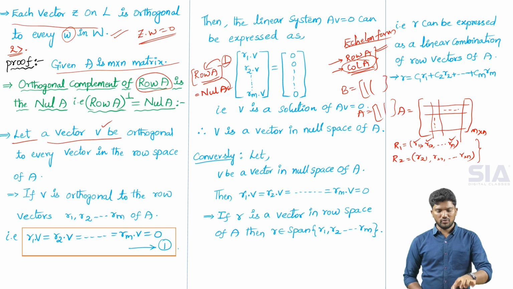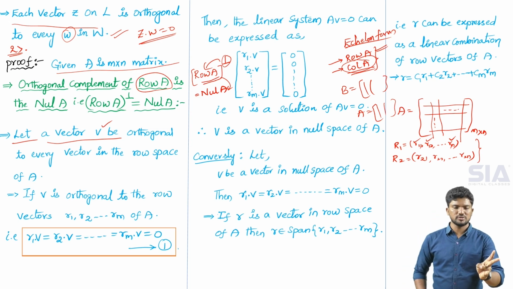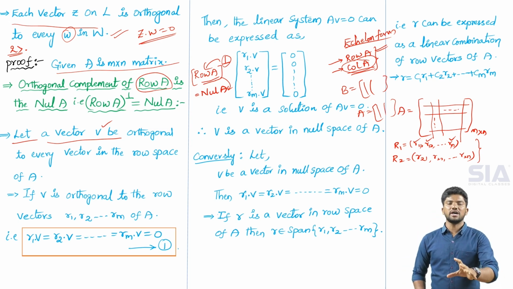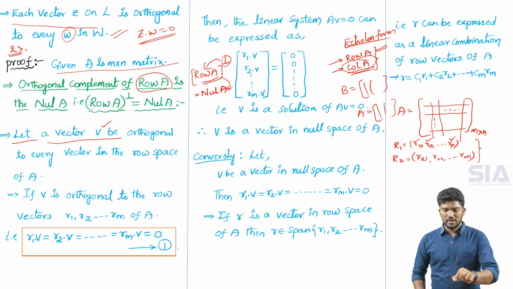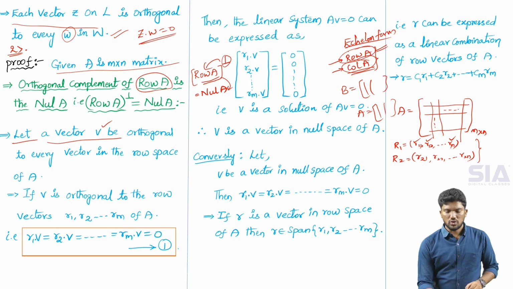Okay, whenever we are talking about the row space of A and column space of A, we need to convert the given matrix into echelon form. In echelon form, the non-zero rows give the row space of A.